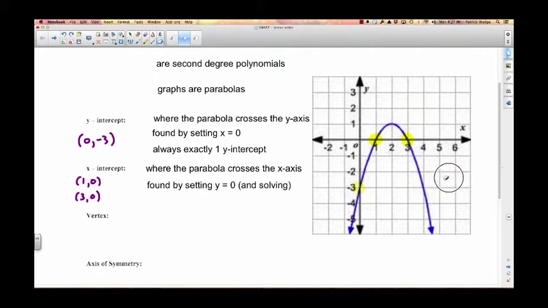Any other possibilities? You could have none. You could have 2. You could also have 1. What if the lowest point was right there and it went like that? Or what if the highest point was right there and it went like that? So you can have 0, 1, or 2 x-intercepts. So let's write that down.